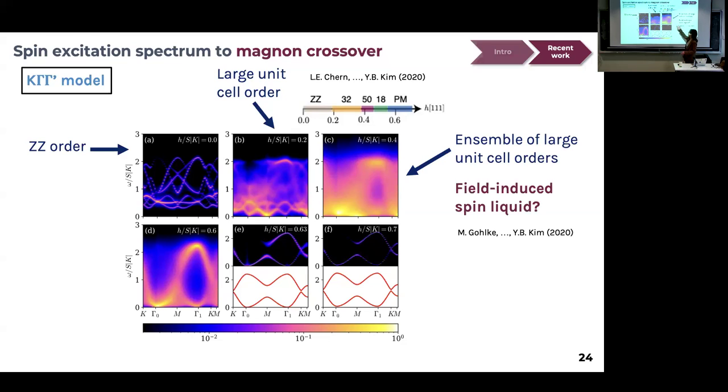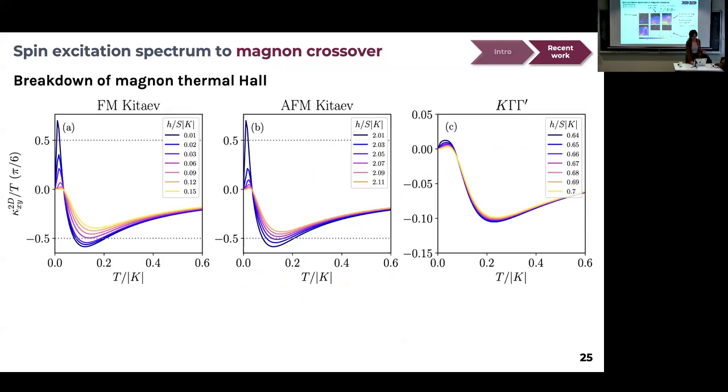And we actually see something that resembles an excitation continuum. This is supposed to be an ensemble of large unit cell orders in the classical case, but in the quantum model, would this actually correspond to a field-induced spin liquid? So that's still an open question. And so I hope this inspires people working on the quantum model to investigate this, even though it's hard. And then we see the spins polarize at very high field, which is what is expected.